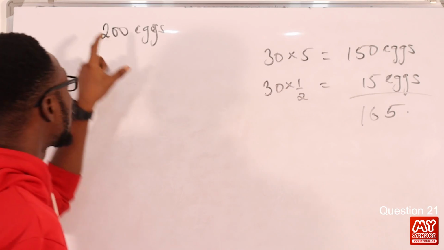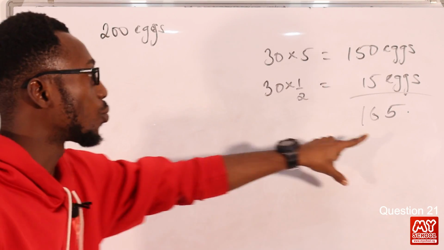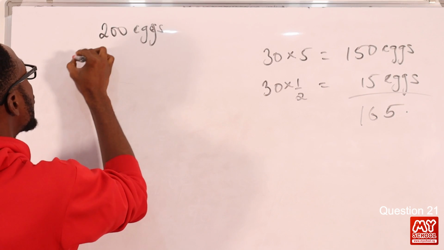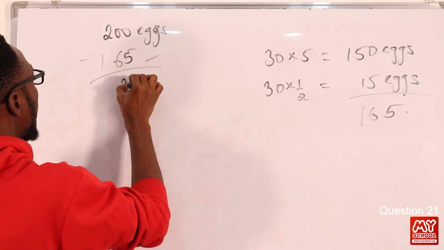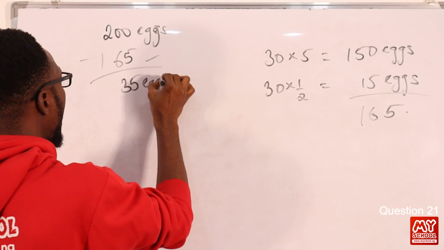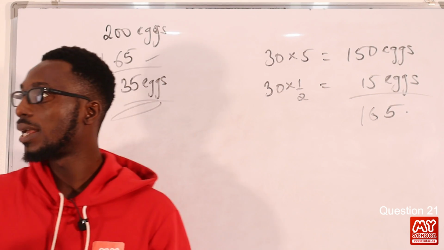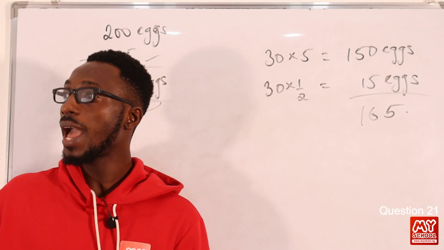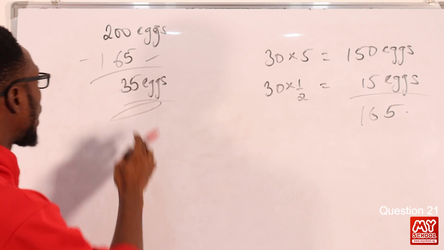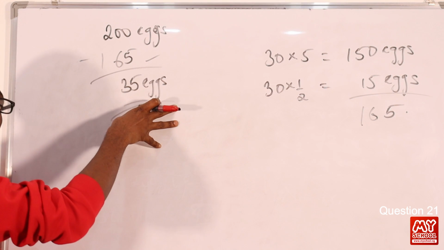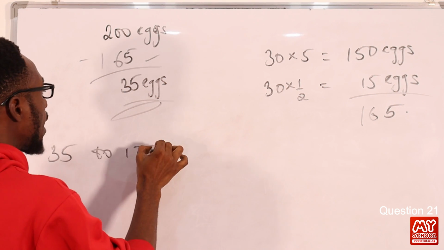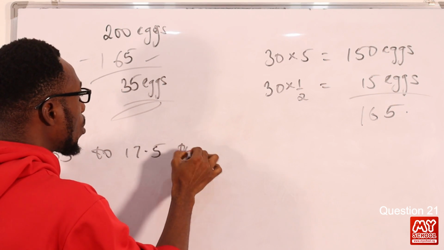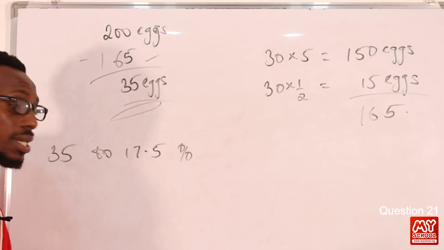So out of 200 eggs that he realized, he sold 165. So we have 200 minus 165 eggs sold. That should be 35 eggs remaining. The question requires the percentage of eggs that are left. So we can see that 35 eggs is equivalent to 17.5% of the total eggs. How do I know this? This is very, very simple.